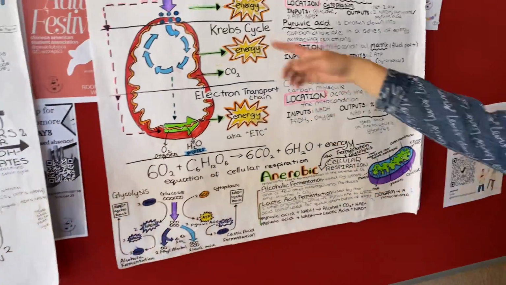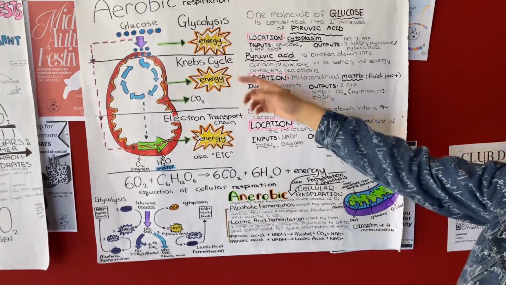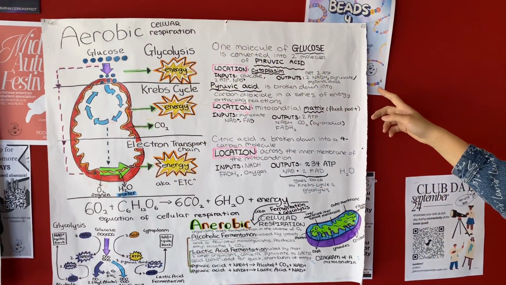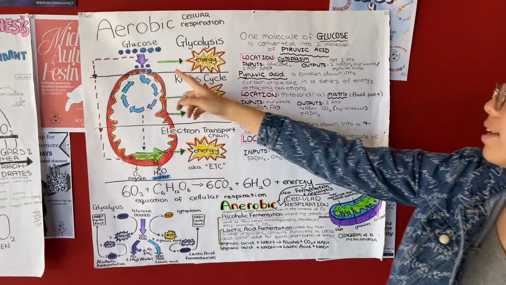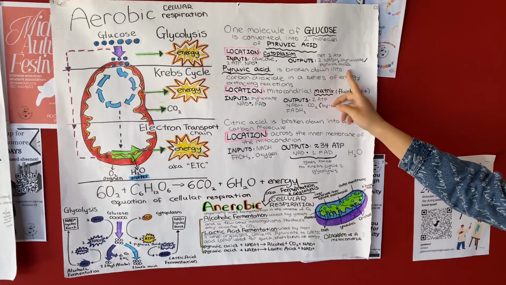In aerobic cellular respiration, where oxygen is required, in the first step, glycolysis, one molecule of glucose is converted into 2 molecules of pyruvic acid. Glycolysis occurs in the cytoplasm, and its output is 2 ATP, 2 NADH, pyruvate, and pyruvic acid.